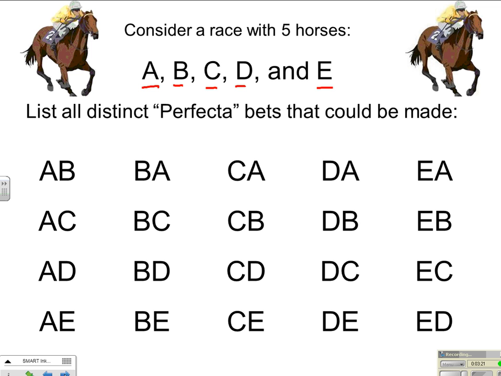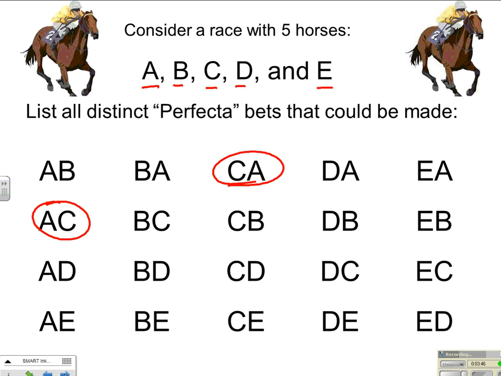And again, the important thing to note here is that these are separate, different, unique bets. AC, CA, likewise BD, DB, those are different bets. If you bet BD and the horses finish D then B, you have lost. Okay, so in this case we see it is 5 times 4.